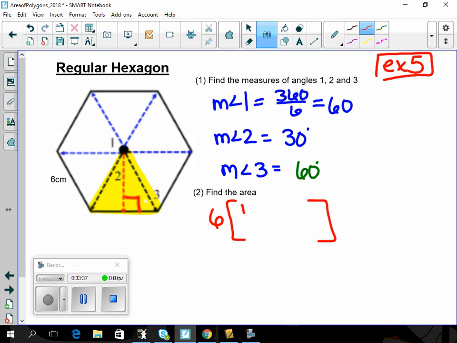So what's the area of the triangle? It's 1/2 base times height. Do you agree? What's the base? Look at the numbers that are given to us. It's 6, because this is the base. Do you agree? This is also 6. If it's regular, the whole thing is 6. Is the height labeled? No, so I have to find that. I need to find the height.